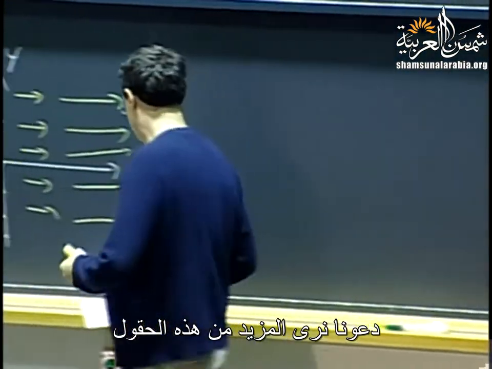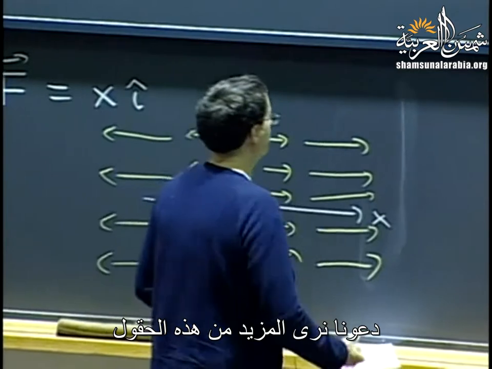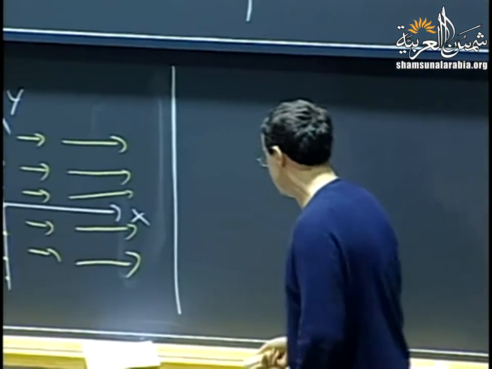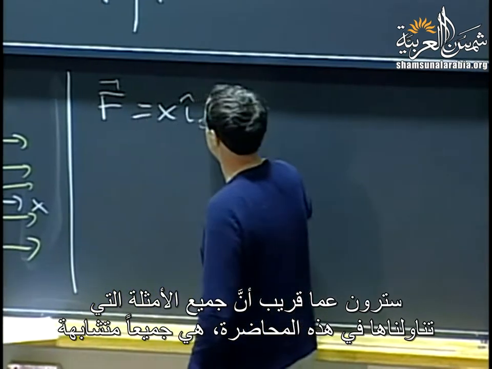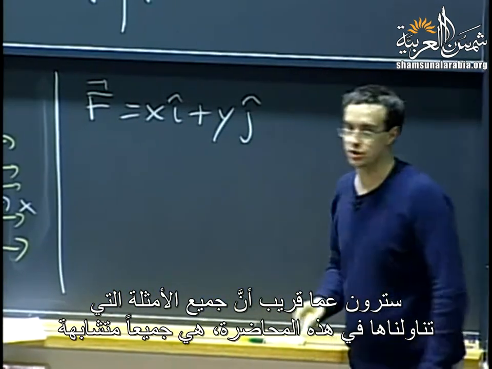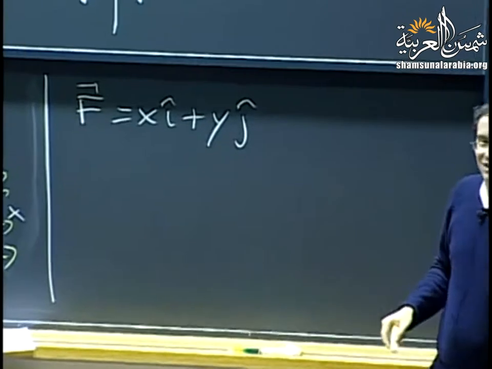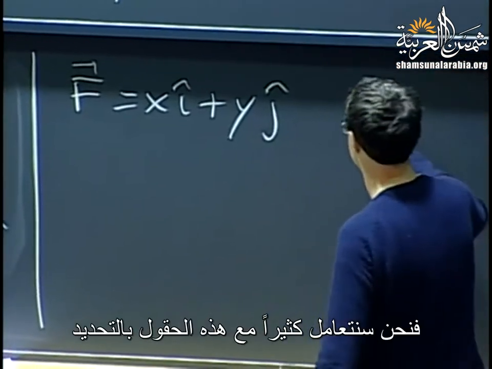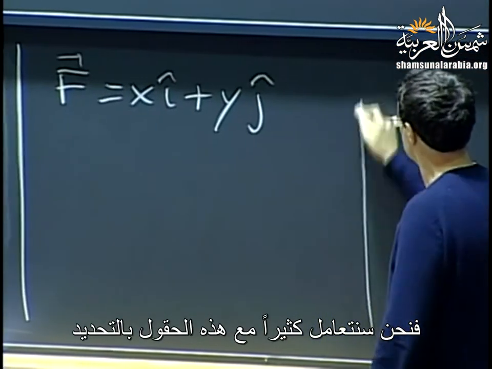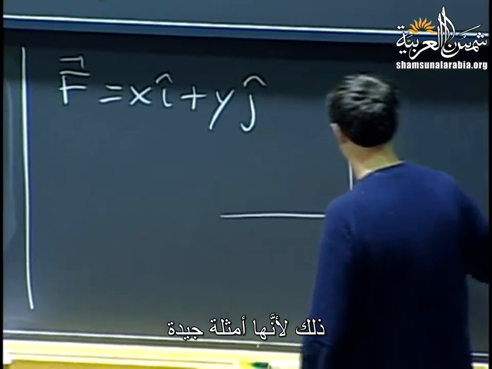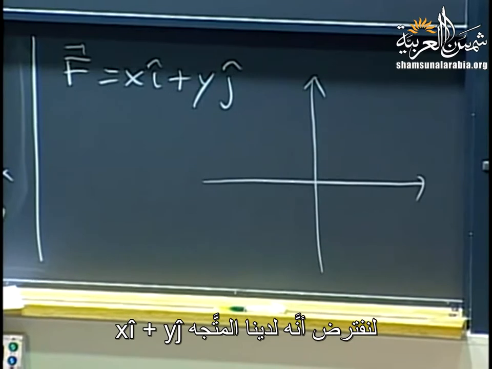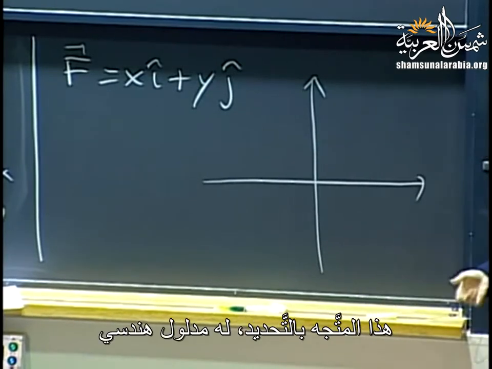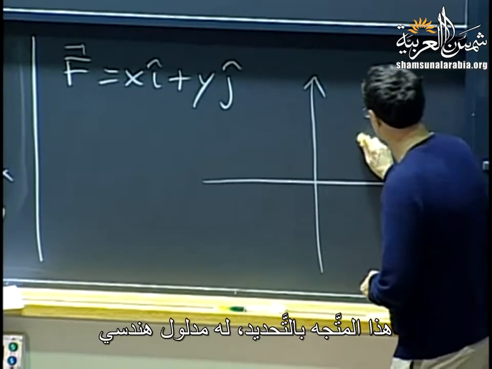So just to do a couple more. And you'll see very quickly that the examples I take in lecture are pretty much always the same ones. We'll be playing a lot with these particular vector fields, just because they are good examples. So let's say I give you x i plus y j. That one has an interesting geometric significance.